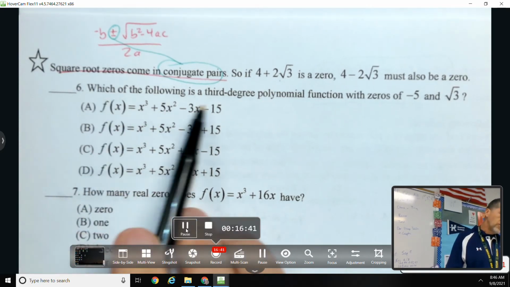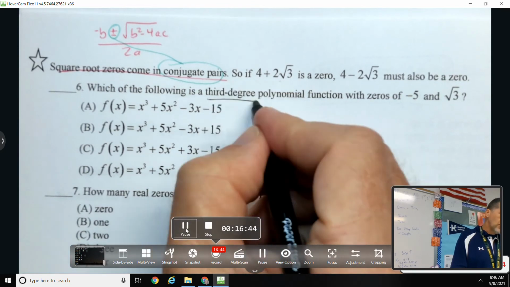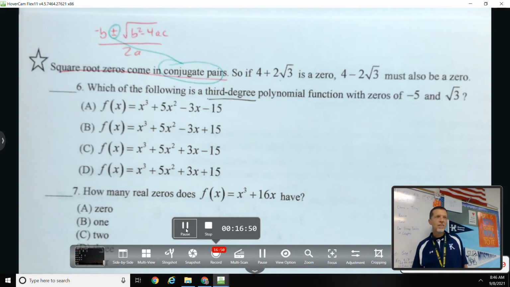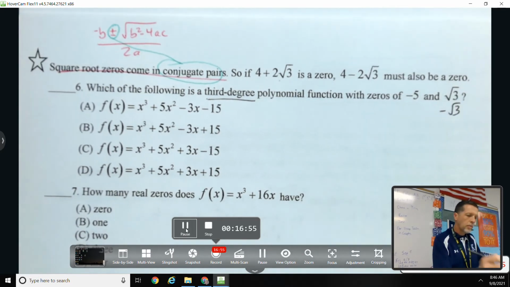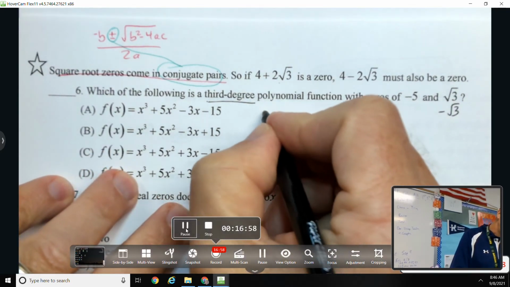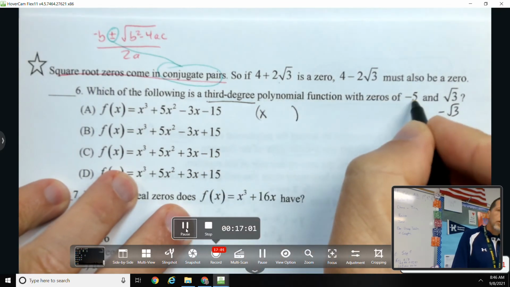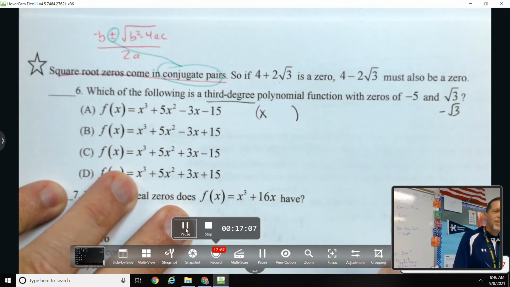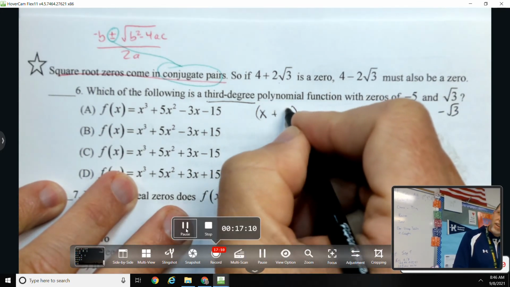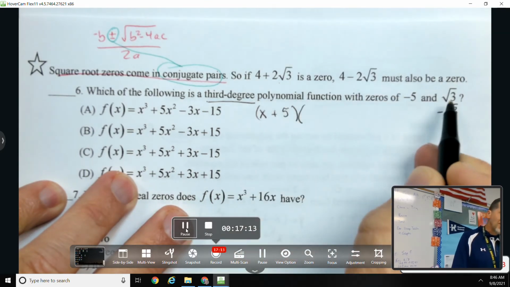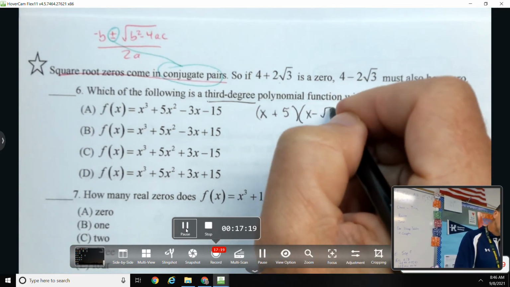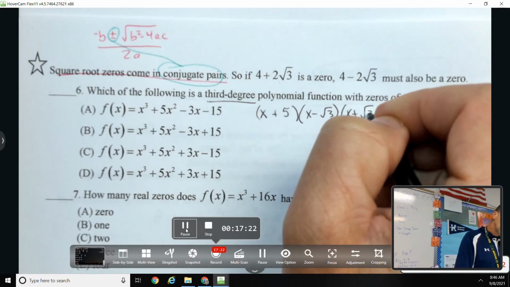Number 6, which of the following is a third degree polynomial, meaning should have 3 answers, with zeros of -5 and square root of 3? Well, what's the missing 0 here? Minus square root of 3. So my factors then are x plus 5 or minus 5? Uh-oh. x plus 5. And then if you get these backwards, it won't really matter, right? Because they're both there. So x minus root 3 and x plus root 3.